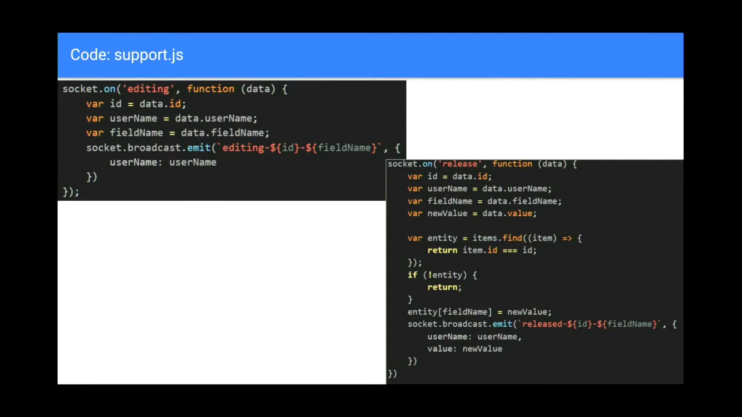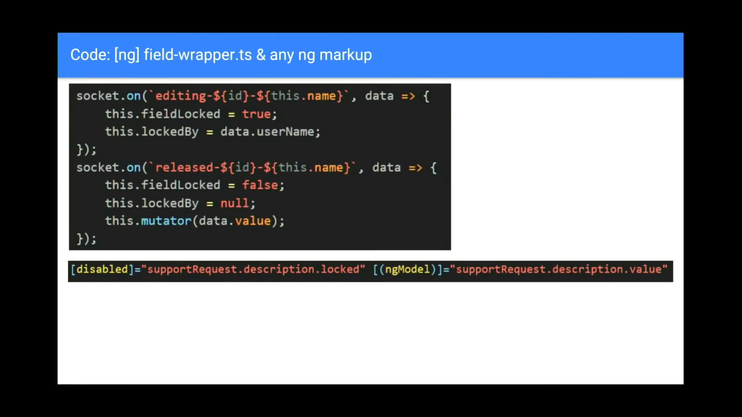And then on the release event, it is simply going to make sure that it broadcasts to everybody who isn't the one that created the event that the field has been released. And what it sends is the new field value. So when that field is released, all the clients are able to update the field with that value, and that's right here. So when I'm editing on the client, when somebody else is editing, I receive this event. I lock the field, and I set the name of the person who locked it. If they release it, I unlock it, but I also update the value.